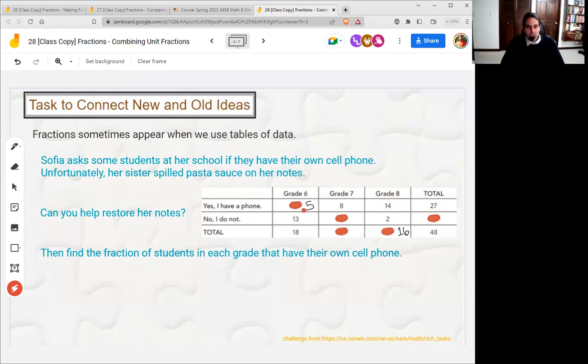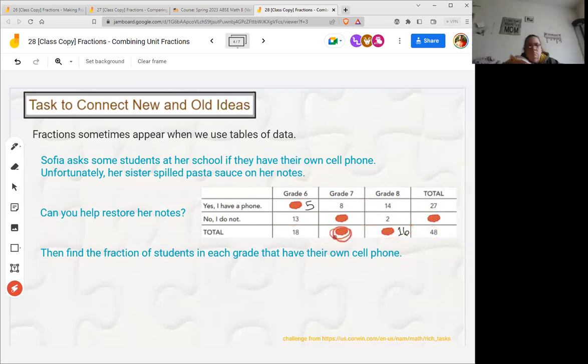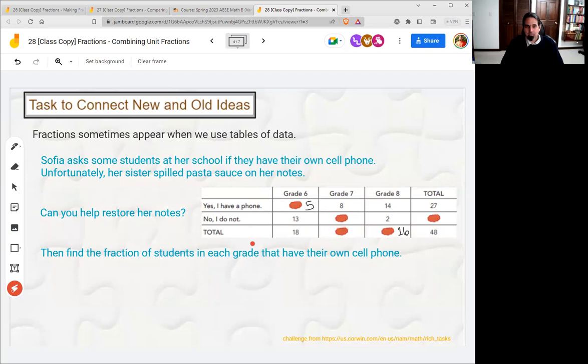No, I don't. 13 and 2 and something is something. We are not really ready for that yet. How about the total? 18 and something and 16. That's 48. What's the something going to be? We need 48, then take away 18, and then take away 16 more. You can do that on a calculator. 14.